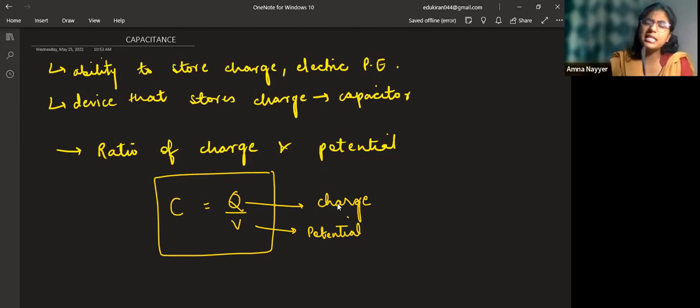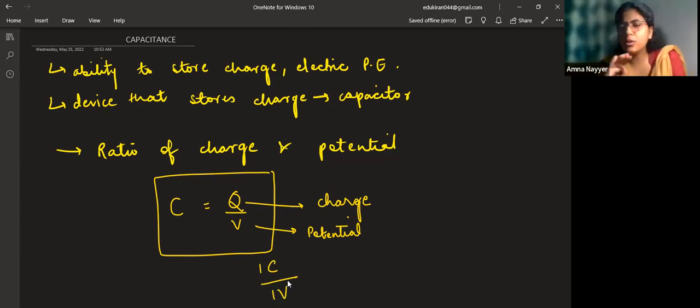Now, can anyone tell me the SI unit? What is the SI unit of charge? Coulomb. Good. The SI unit of charge is coulomb. Right, Faiza. And what is the SI unit of potential? Volt. Good. It is volt. Yes, Shahid. Good. So this basically becomes 1 coulomb by 1 volt. But you'll never hear 1 coulomb per 1 volt, right?